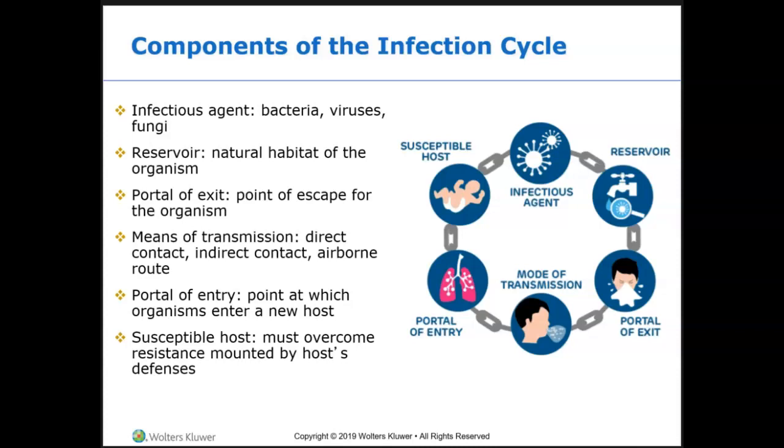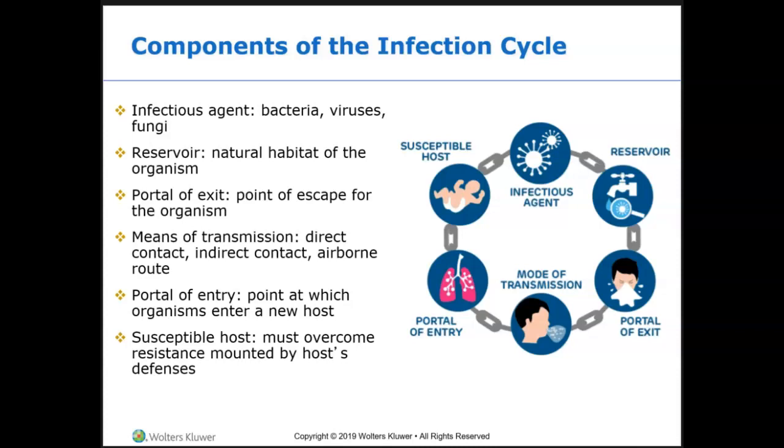So it could be a living creature that transmits the infectious agents to us, like a mosquito, or it could be a non-living creature like a fomite, right? Like a desktop or countertop, right? Portal of entry is the point at which organisms enter the new host. The entry route into the new host is often the same as the exit route from the prior reservoir. So the skin, urinary, respiratory tract, GI tract, GU tract are all common portals of entry.